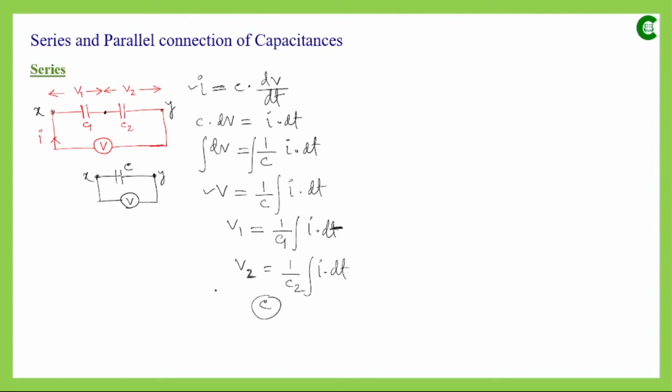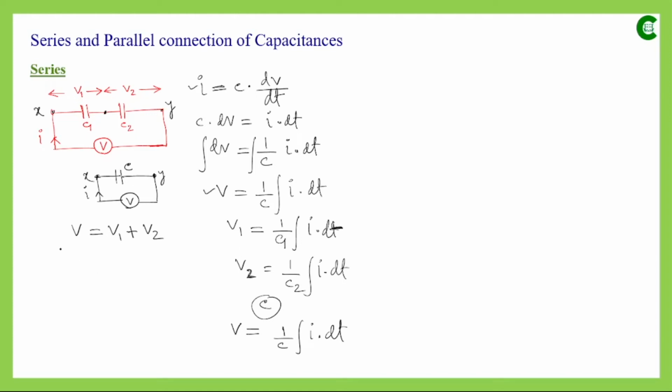So if we want to find out the supply voltage or main voltage value, it can be written as V, and this time we will be using the equivalent capacitance. So this will be 1 by C, and then integral of I dt, the main current, so it will be I. Now from inspection we can write again the same thing: V, the main supply voltage, will be equal to the summation of the individual voltage drops across each passive element.